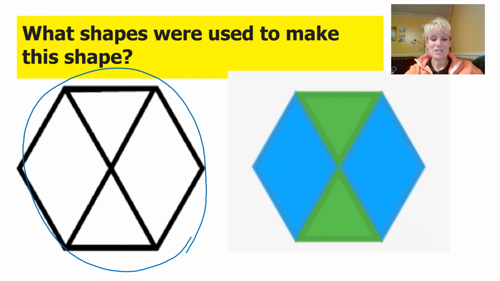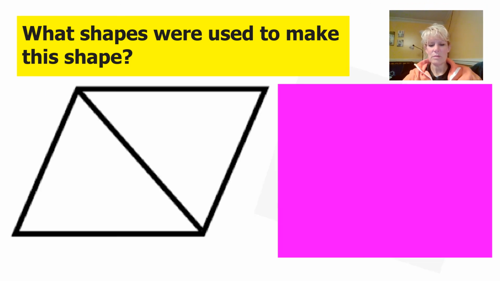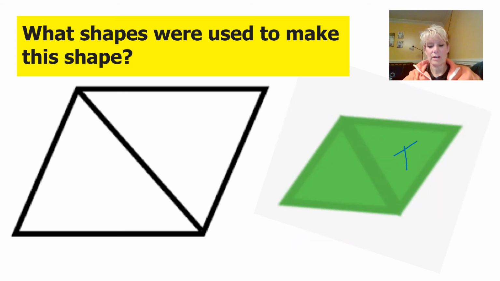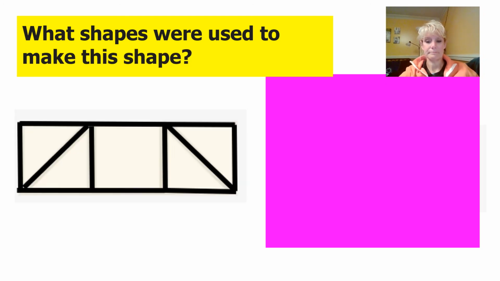Okay. Did you list a parallelogram, a triangle, and a triangle? All right, what about this shape? Did you list a triangle and a triangle? And that is making that parallelogram again.